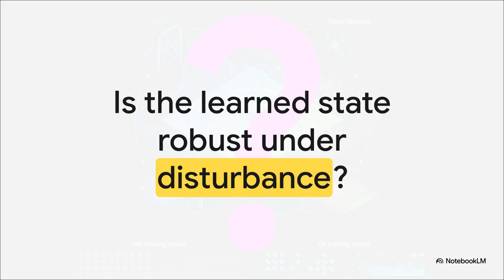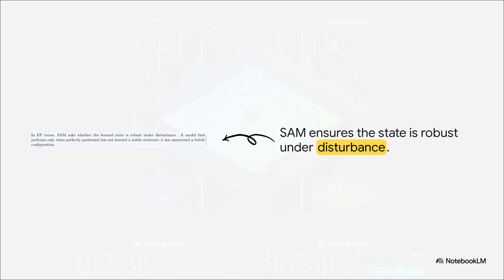Finally, after that surgical update happens, we need to check the receipts. We have to evaluate the result. Has the optimizer built durable, generalized competence, or did it just memorize a highly brittle configuration that's going to totally shatter under pressure? Enter our fourth and final gate, SAM, or Curvature and Escape Control.